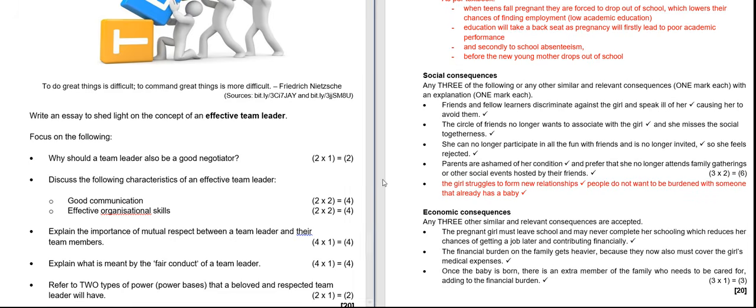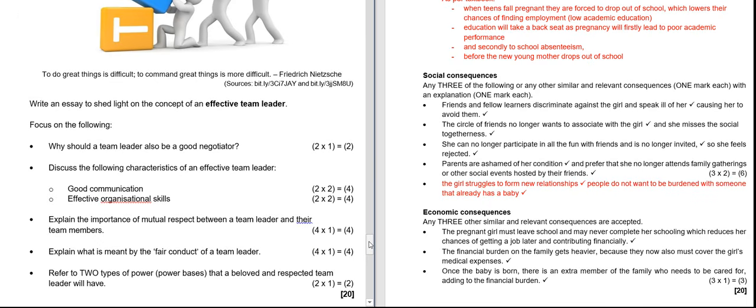Good communication, we've got 4 marks. Effective organizational skills, 4 marks. Also explain the importance of mutual respect between a team leader and their team members, 4 marks. Explain what is meant by the fair conduct of a team leader, 4 marks. And refer to 2 types of power that a beloved and respected team leader will have. So this is now what we have on this part.